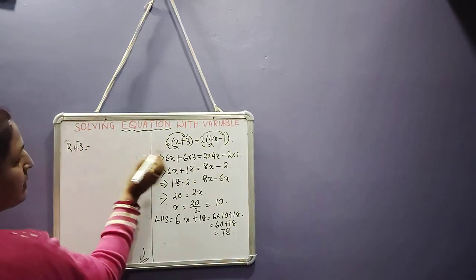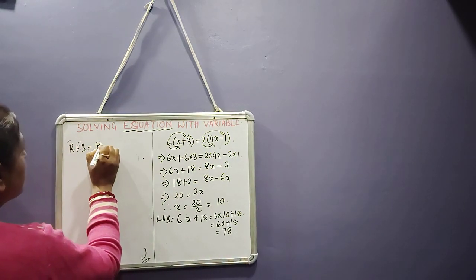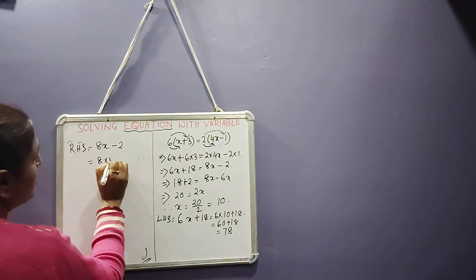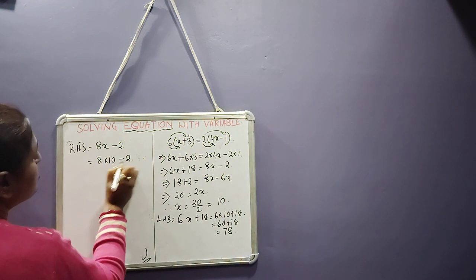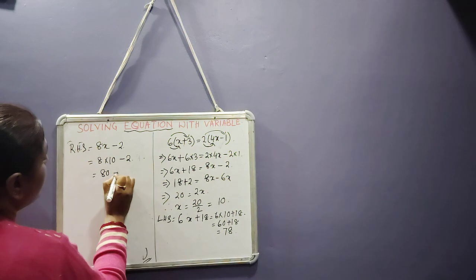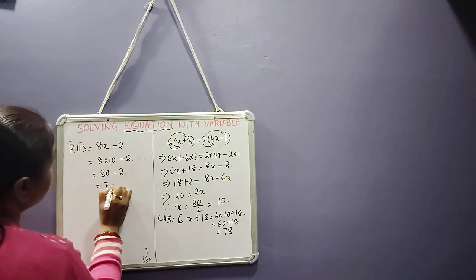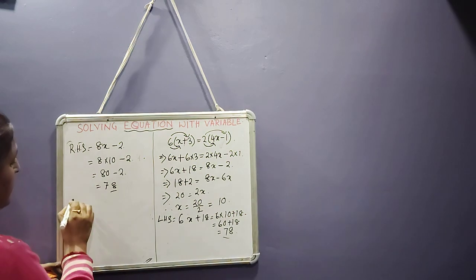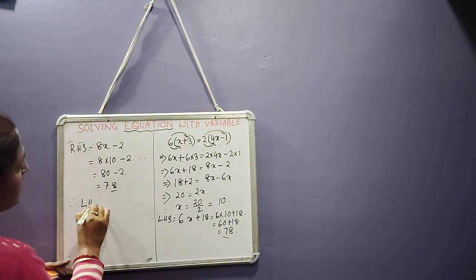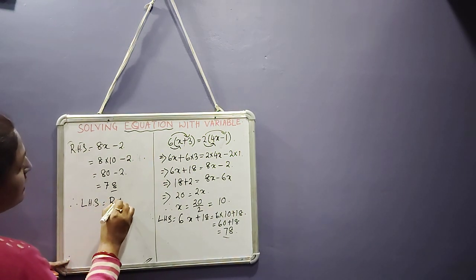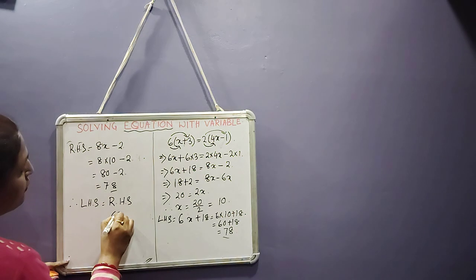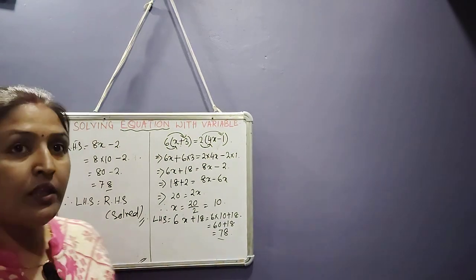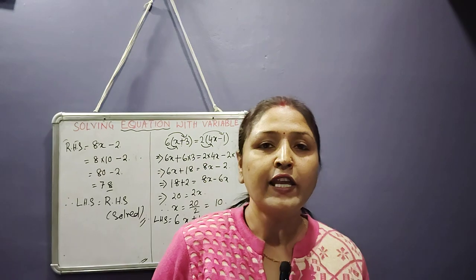Right hand side is how much? 8x minus 2. 8 into 10 minus 2, 80 minus 2 equal to 78. So you can see both the values are equal. Therefore, left hand side is equal to right hand side. Solved. So in that manner, you can solve the equation.